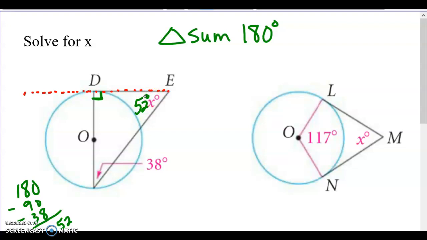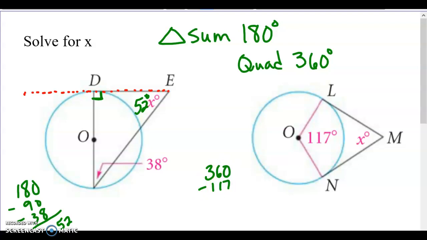This one over here, we're going to use the idea that we have a four-sided figure. Quadrilaterals add up to 360 degrees. Remember we made that chart, and pentagons were 540, hexagons were 720, and so on. So four-sided figures are 360. In this quadrilateral, I've already used 117 degrees, okay?